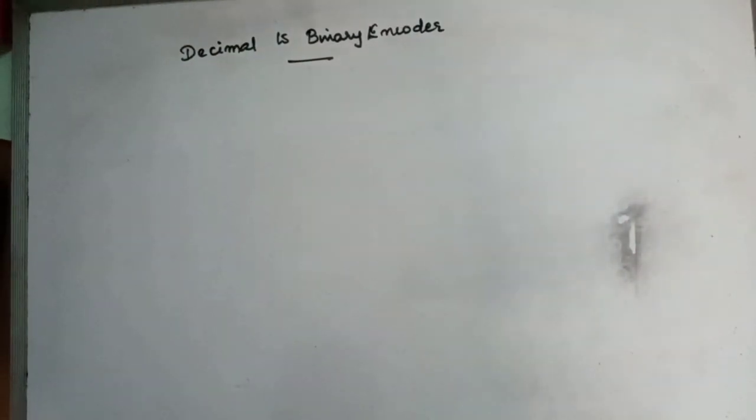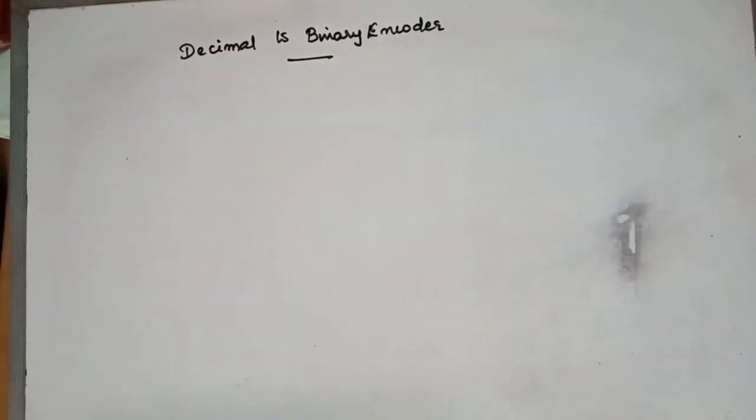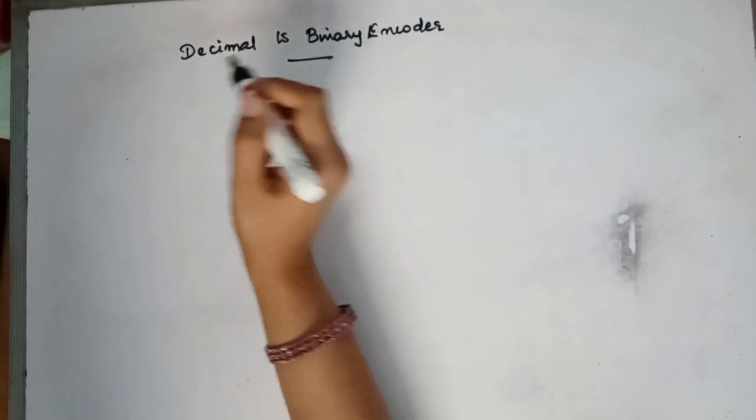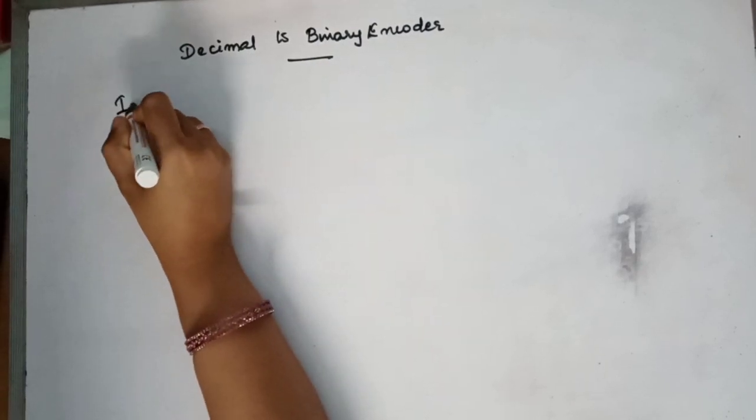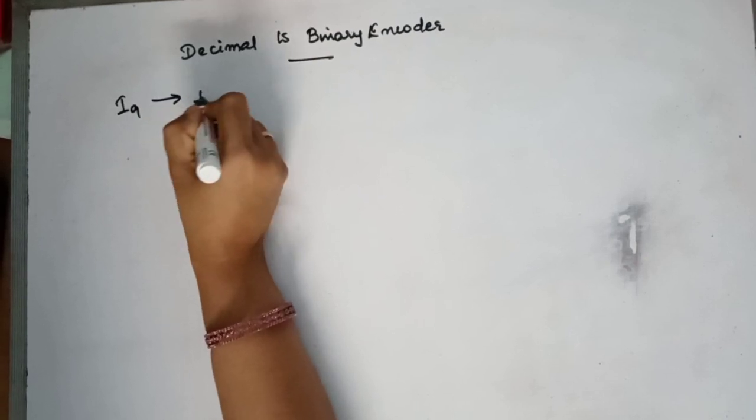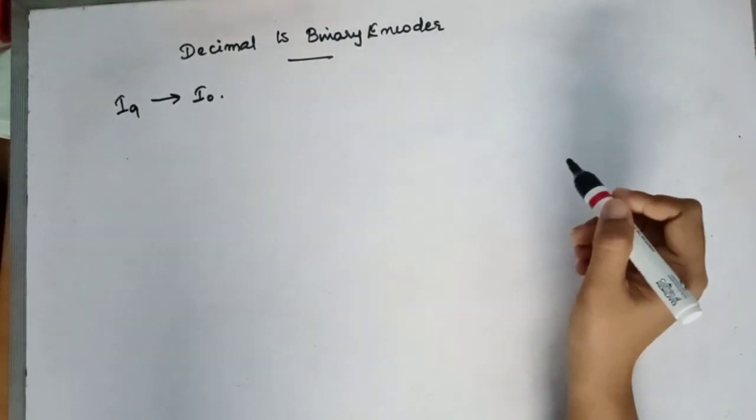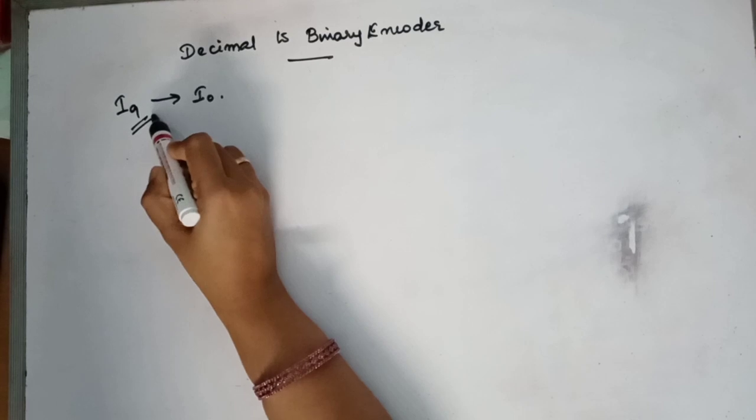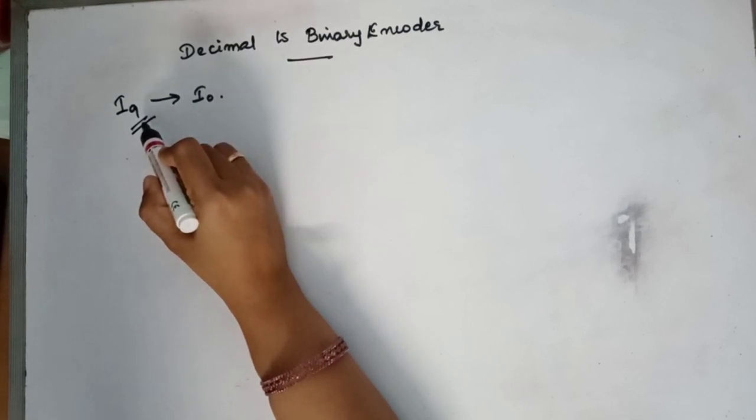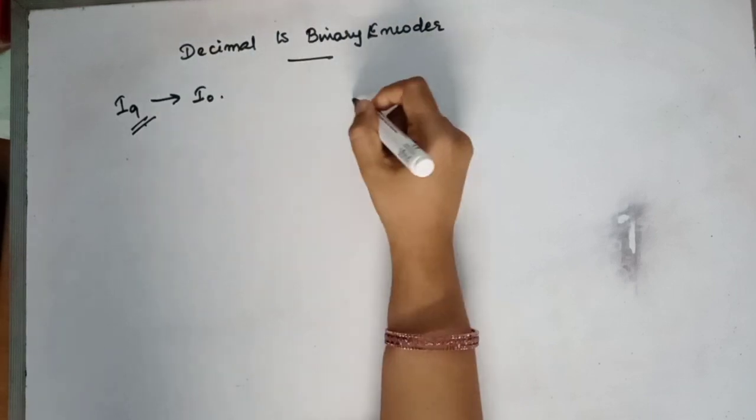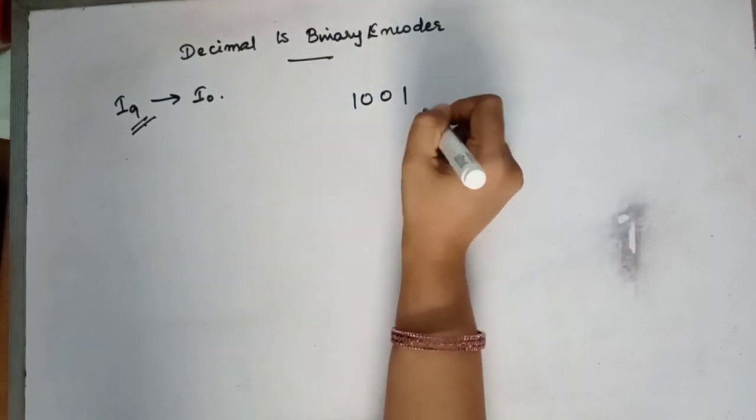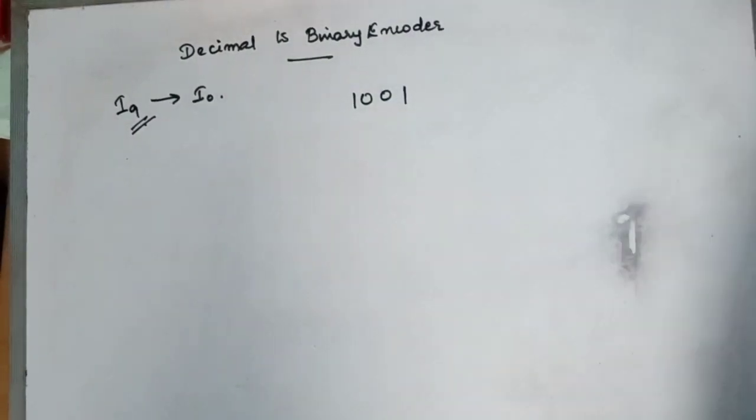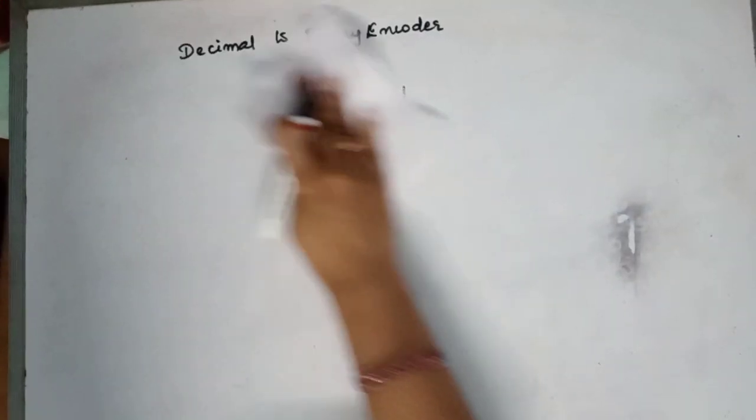So next is decimal to binary encoder. In a decimal to binary encoder, we know that we have 10 decimal numbers, that is I9 to I0. These are the decimal numbers we have. And in order to code this, the largest one-digit number in decimal is 9, so you need 4 bits. So output will be 4 bits and input will be 10 numbers, 10 bits. Okay, so that is an encoder.